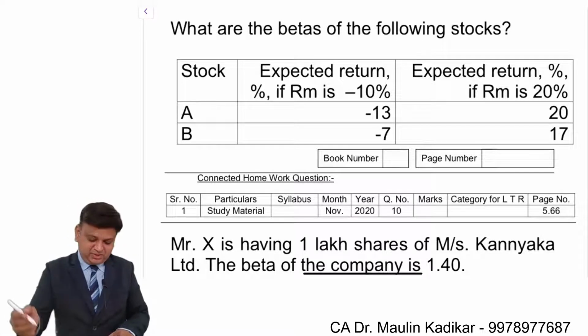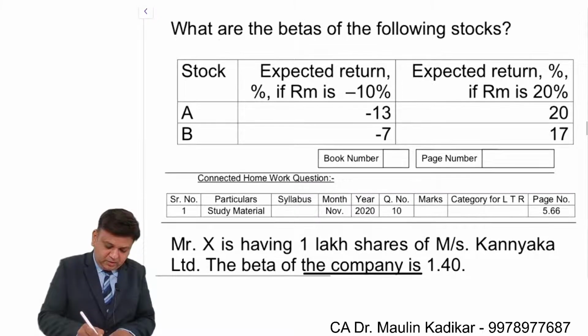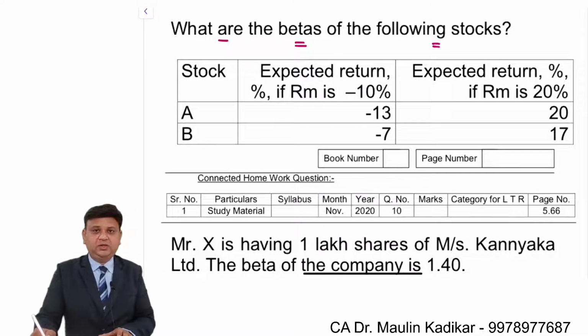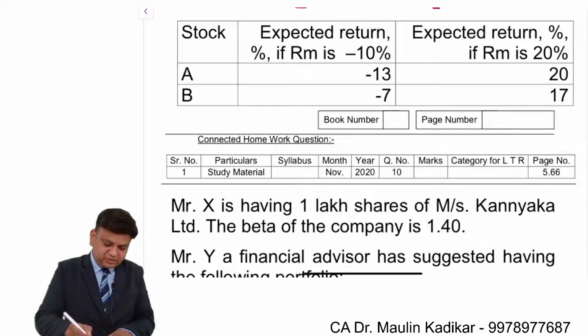Let us see the next question. What are the betas of the following stocks? The question says that you are required to find a beta. There are two securities provided to us, A and B.